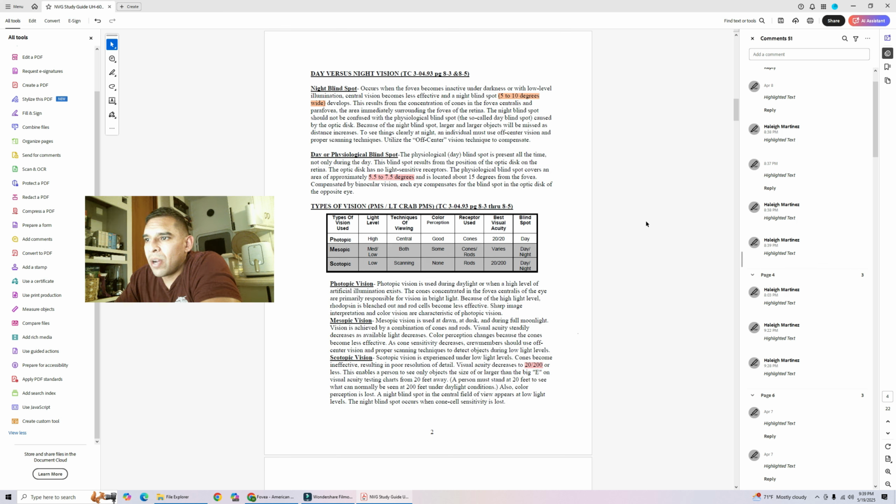Vision is achieved by a combination of rod and cones. Visual acuity steadily decreases as available light decreases. Color perception changes because the cones become less effective.